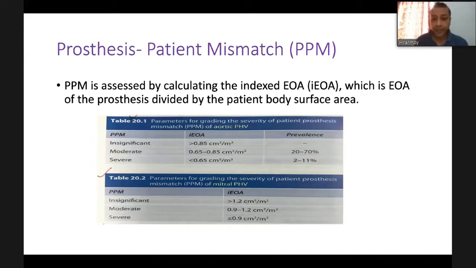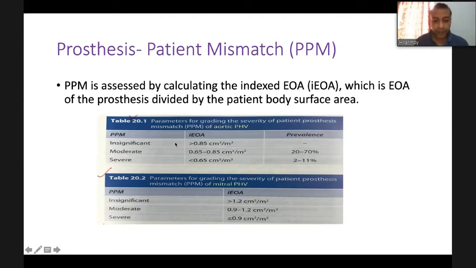There is the index effective orifice area. There is the effective orifice area. Already you know the calculation of effective orifice area, and it is divided by the patient body surface area. Now look at the table. This is for the aortic prosthetic heart valve.